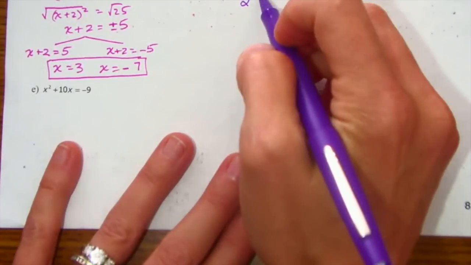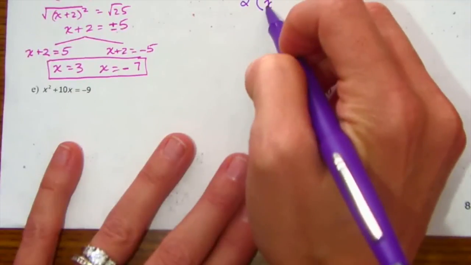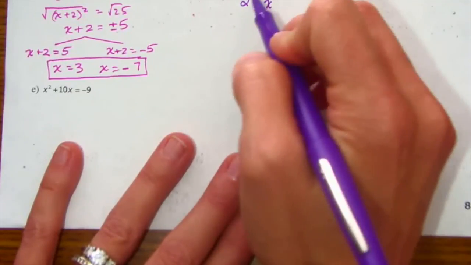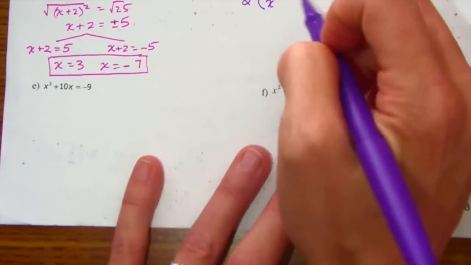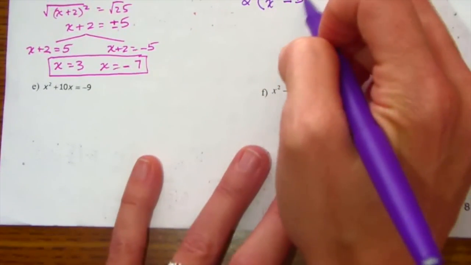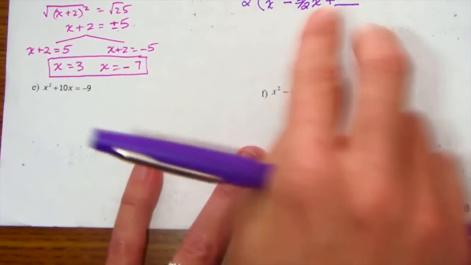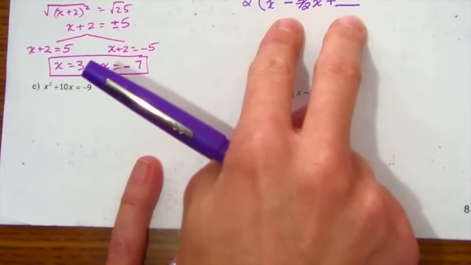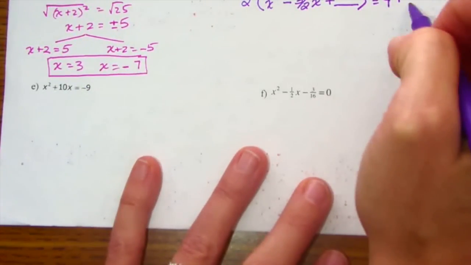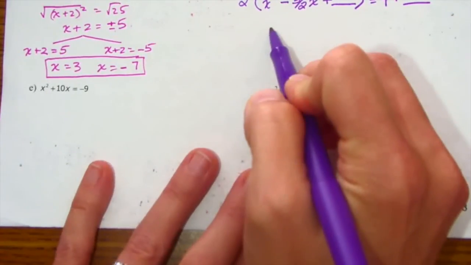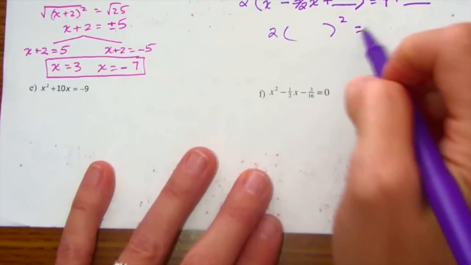So what we're left with then, 2x squared over 2 is x squared. We're going to leave this in fraction form because it's going to be the easiest way to take the half and to square. So this is minus 3 halves x plus some number that we don't know yet. So this is the trinomial that we're going to be completing the square for. So then we have 2, and then our binomial squared equals some number we don't know yet.